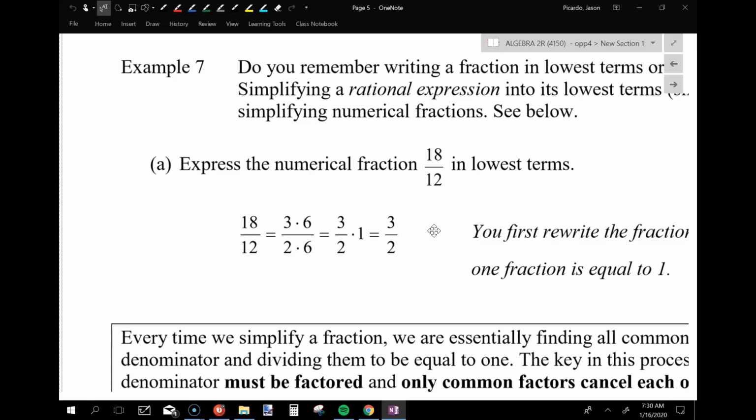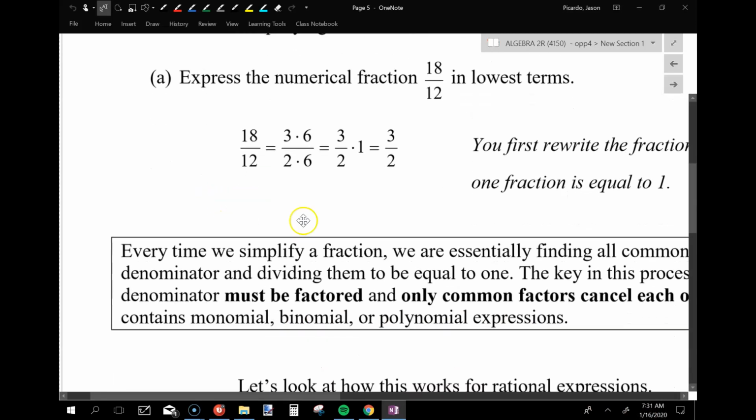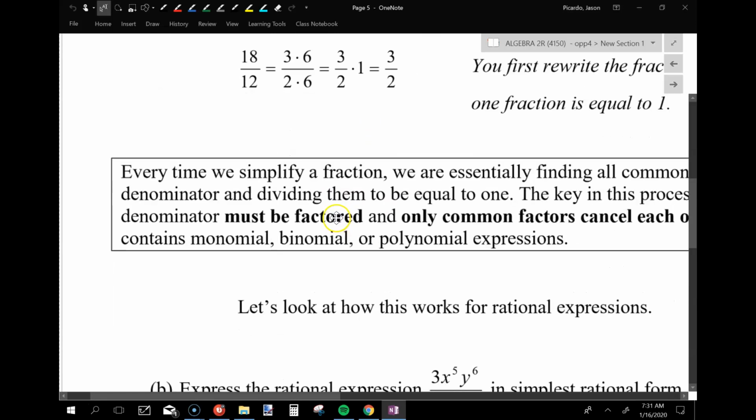Agreed? Well, why am I allowed to divide those both by 6? Because if I divide the top by 6 and I divide the bottom by 6, I divided them by the same thing, right? And why is that okay in math? Because 6 divided by 6 equals what? 1. So it doesn't change the value of the expression, does it? And that's kind of what we did here. 18 over 12 is the same as 3 times 6, which is 18, and 2 times 6, which is 12. The 6 is reduced to give me a 1, which is why 18 twelfths can be reduced to 3 halves, right? So that's the thought process that you were taught years ago.